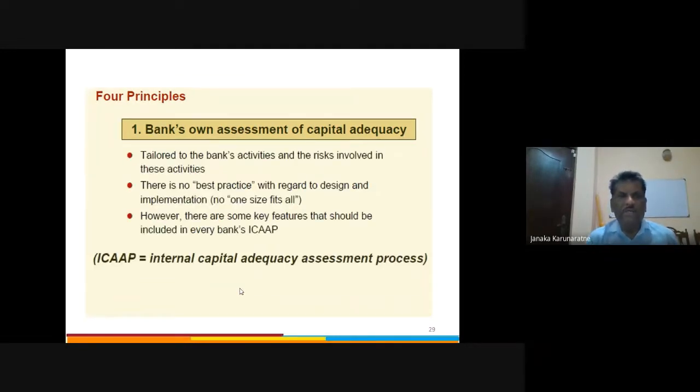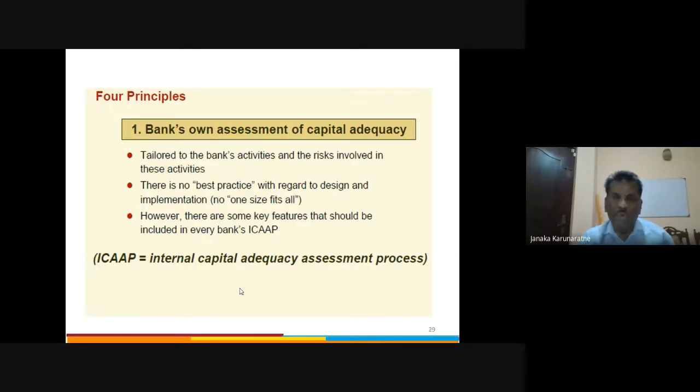Okay. So there are some principles involved with that. Now, the bank's own assessment of capital adequacy, how do you assess? It is tailored to the bank's activities and the risk involved in these activities. There is no best practice with regard to design and implementation. No one size fits all.